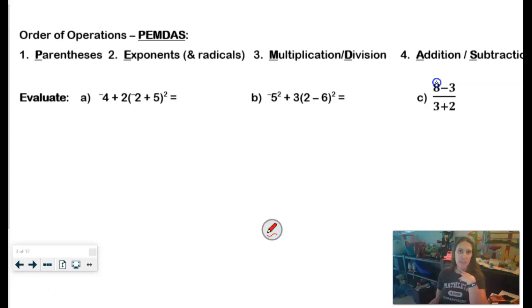PEMDAS, or please excuse my dear Aunt Sally. This is the order of operations that you've been working with for quite a few years now. And this is what your calculator follows as long as you type it in correctly. But surely we can do this without a calculator.